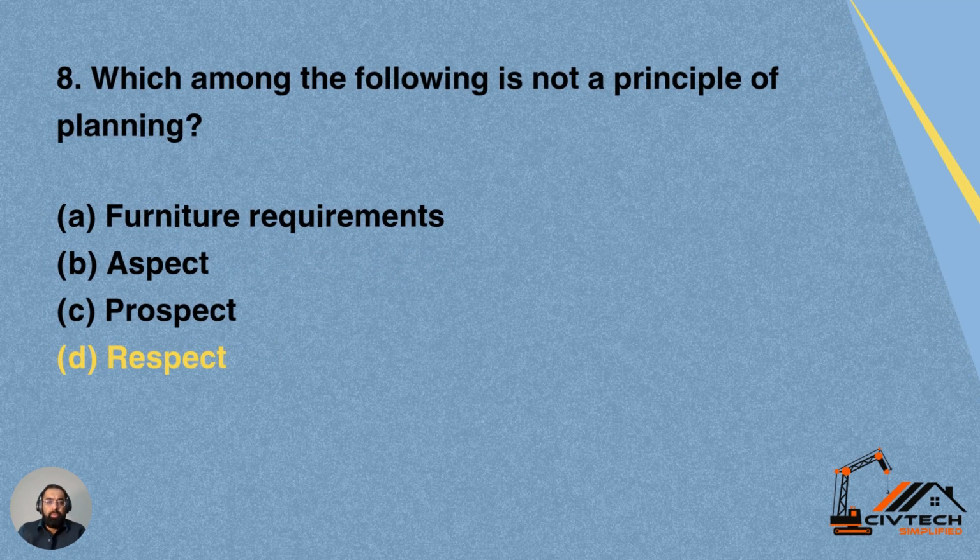Then we have question number 8. Which among the following is not a principle of planning? Number A, furniture requirements. Number B, aspect of a building. Number C, prospect of a building. Number D, respect. So yes, the first three come under the principles of planning, but respect is not a principle of planning. Option D is correct for this question. We will see in the following slides what is aspect, what is prominence, what is prospect. I will explain there.